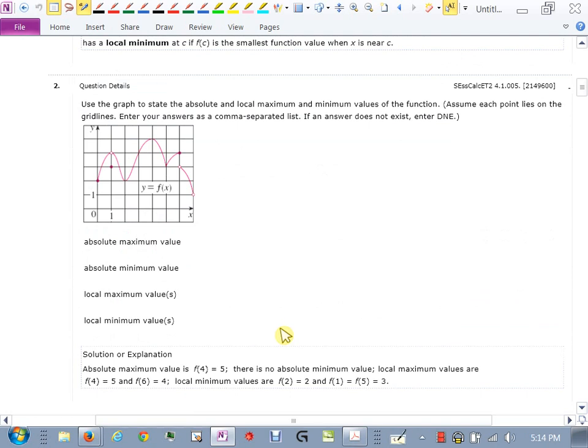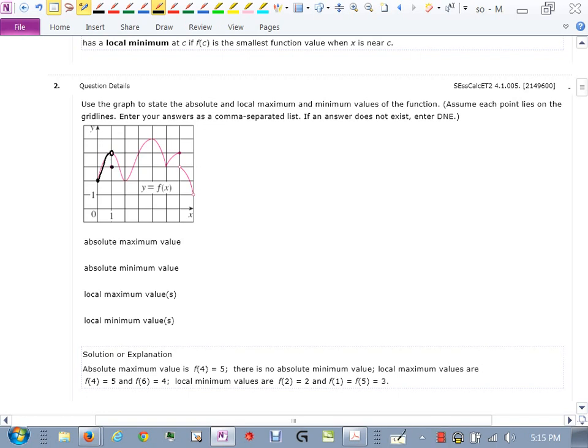Okay, use the graph to state the absolute and local maximum and minimum values of this function. I think what I'll do is work through this from left to right. So right here, this point on the left is not the lowest point on the graph because there are more points over here that are lower. As I move up here, I get what appears to be a local maximum, except for the fact that there's a hole there, so that cannot be a maximum.